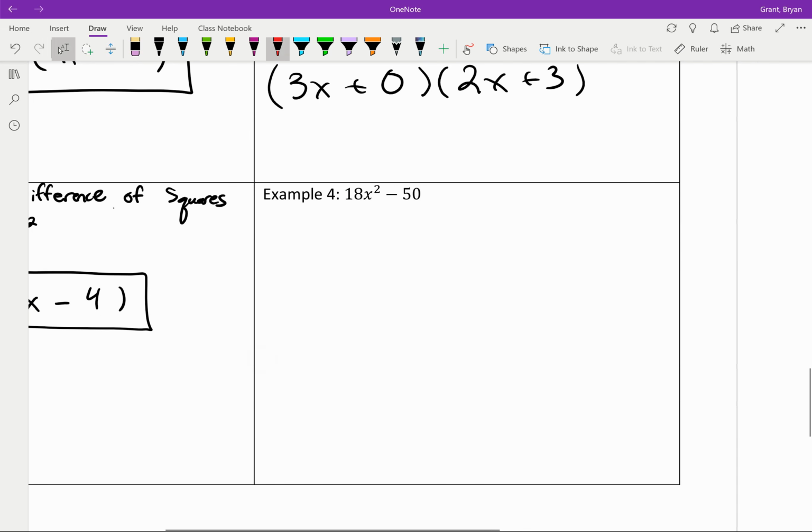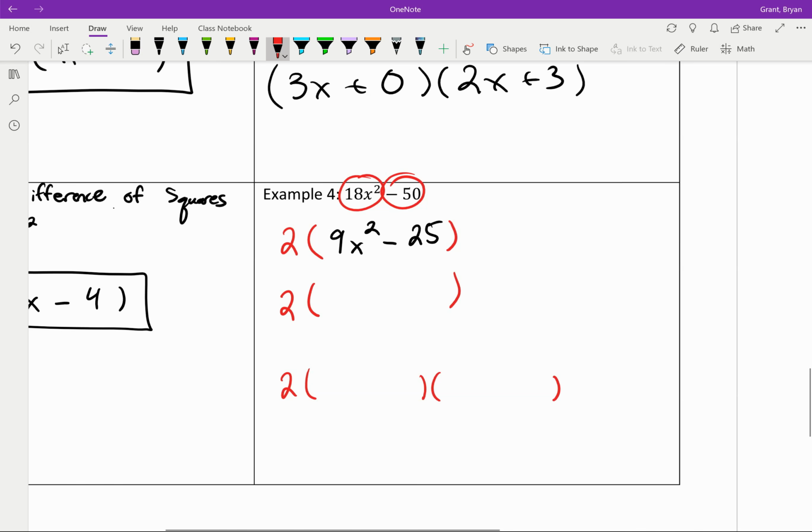We need to look at these two and think, what do they have in common? And I think they each have a 2 in common. So let's factor out the greatest common factor of 2 from each of these and see what that leaves. 9x squared minus 25. All right, well, leaving some space, I know then that my final answer is going to have a 2 and then 2 sets of parentheses. The 2 is staying, so we're just going to work with the inside. So I'll rewrite the 2 just so we can see what I'm doing here.